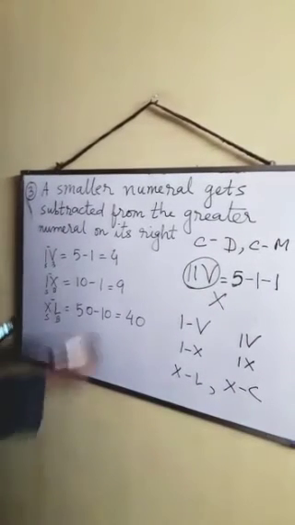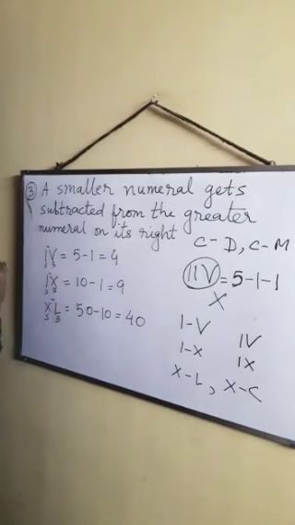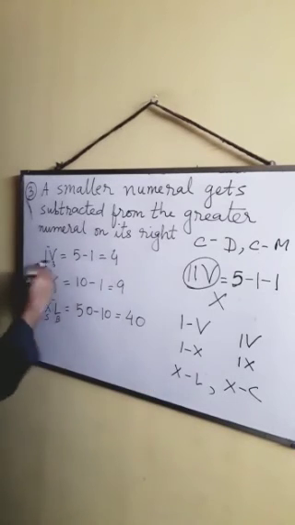So we have to write the smaller number only once to the left of the bigger number. Twice we cannot write, because two times we cannot subtract, no? So this is the way to write. If a bigger number is on the right side of a smaller number, then it will get subtracted.